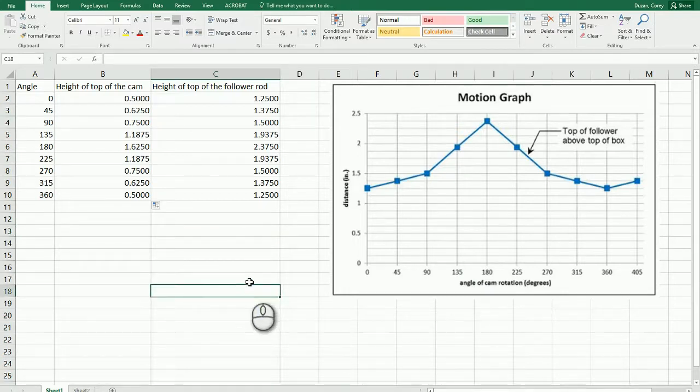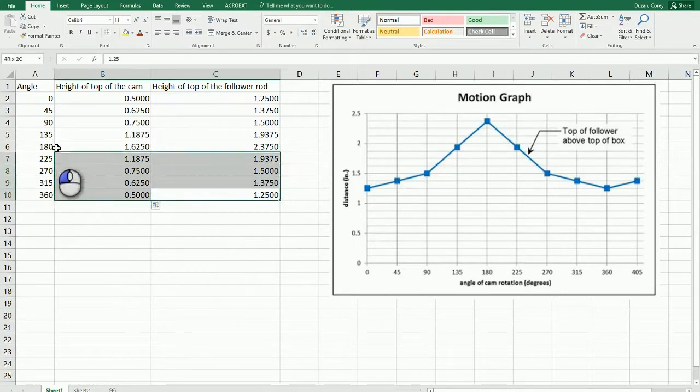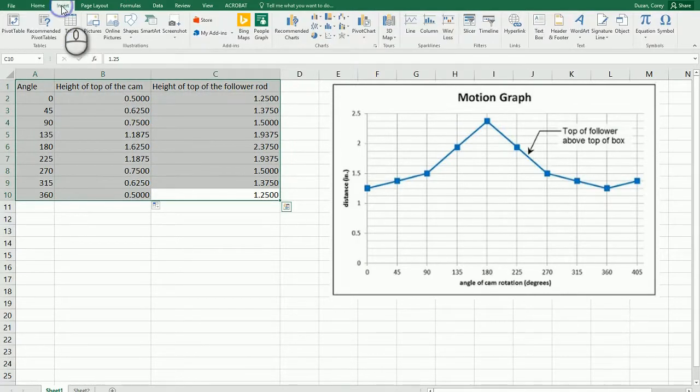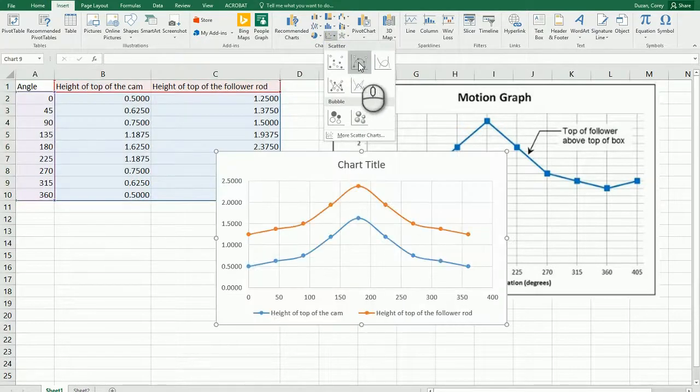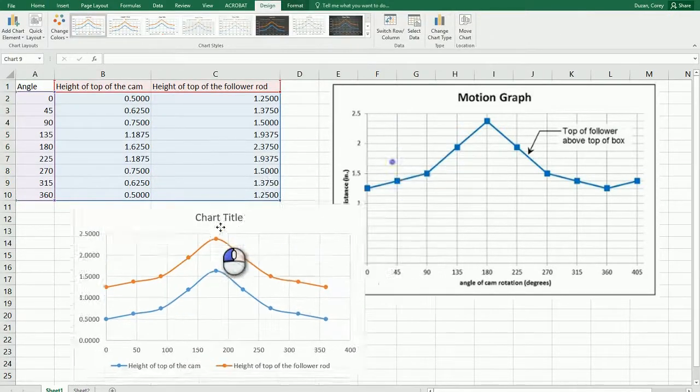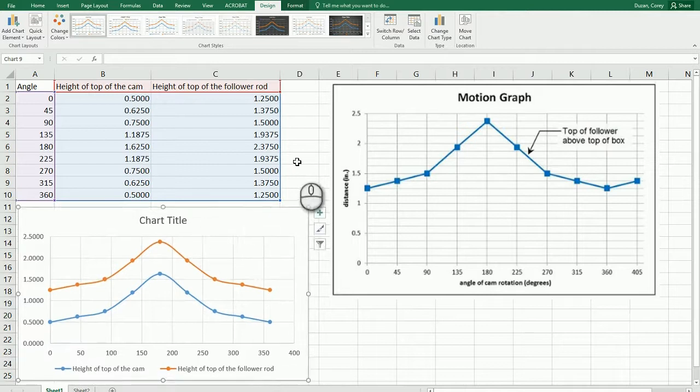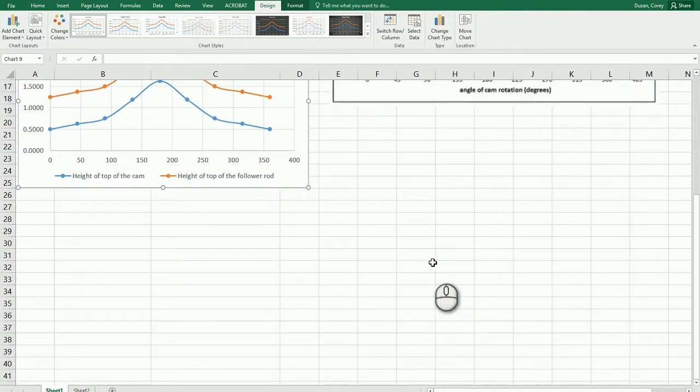With that being done, I'm now going to select everything I have in this chart and go up to Insert. I'm now going to come over here to Scatter Plot, and I want this to be showing as a smooth line, so we can see the correlation between the top of the follower and the top of the cam itself. And now something that's actually kind of cool is we can get a preview of what that cam is going to look like.